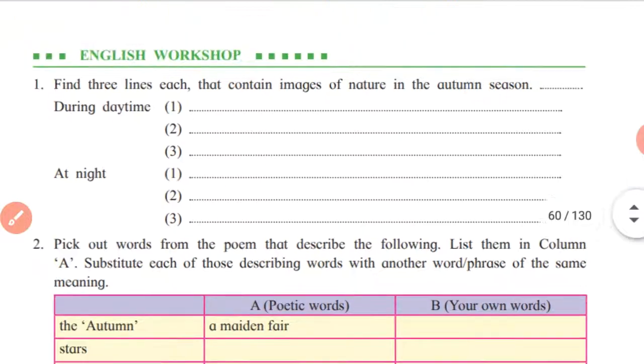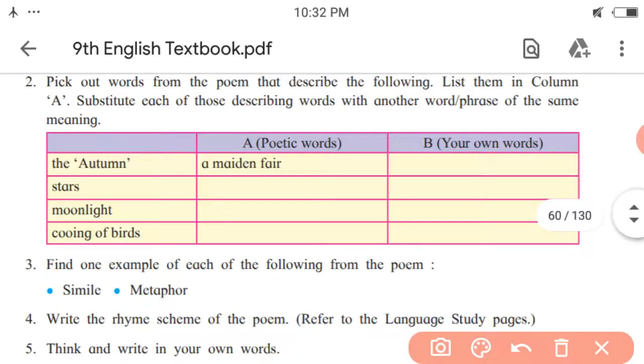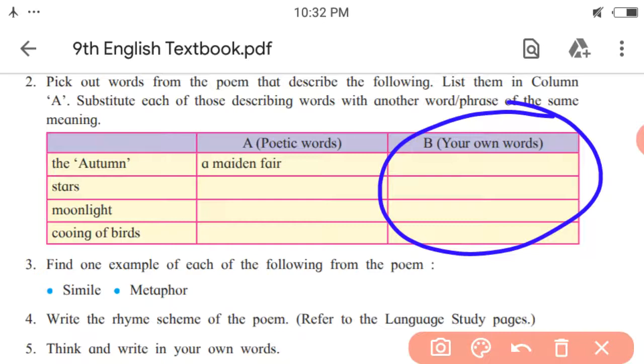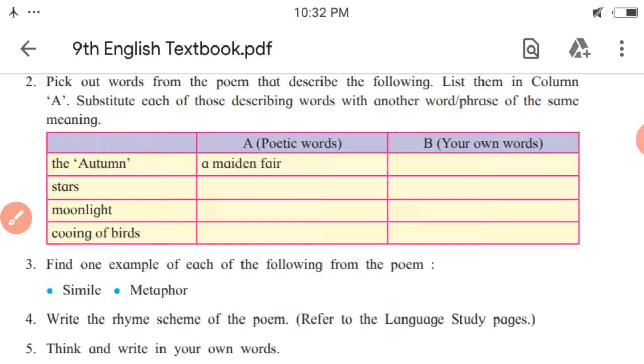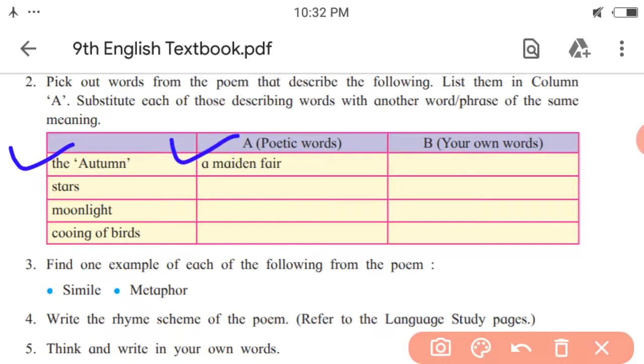And in the third column, we have to write the meaning of those poetic words in our own words. Let us see how to write. First, the autumn. To describe autumn, here is the phrase a maiden fair. What does it mean that you have to write here? So, what is it? A maiden fair means a beautiful maid or a beautiful girl.